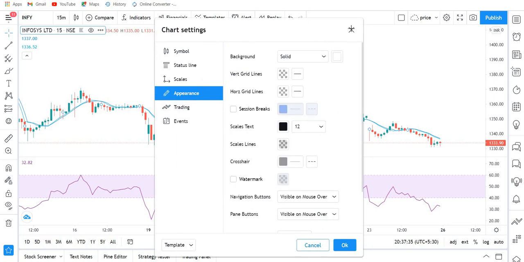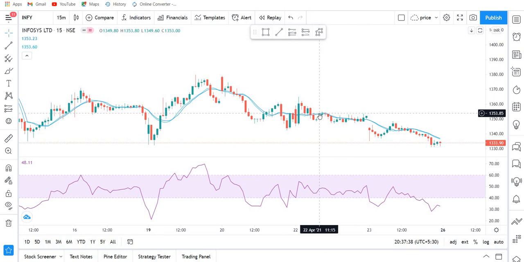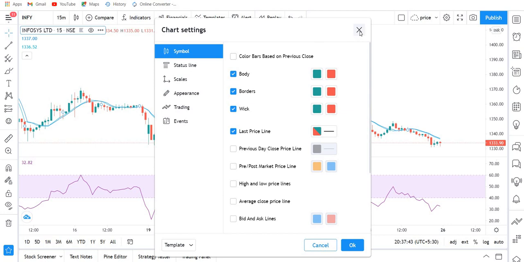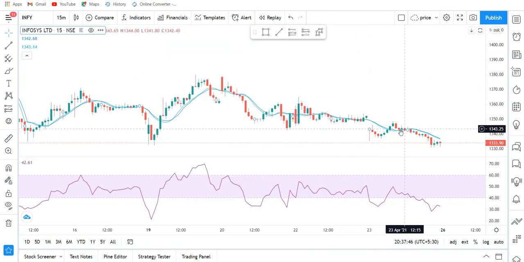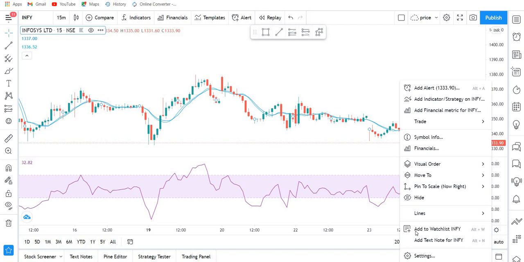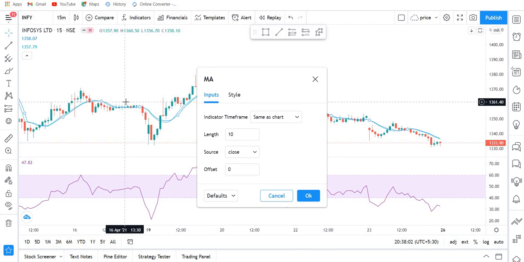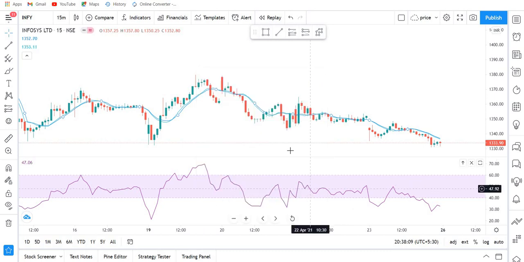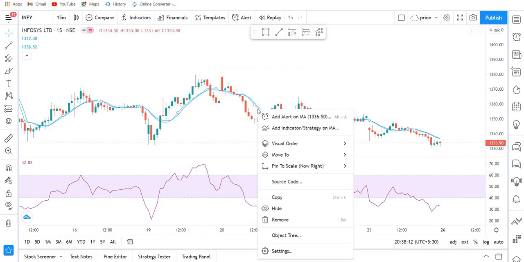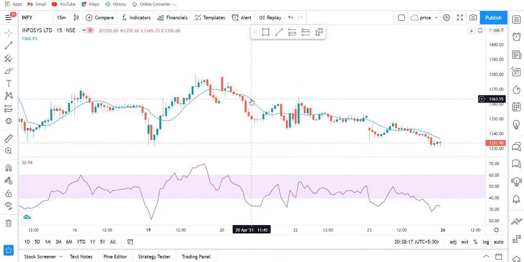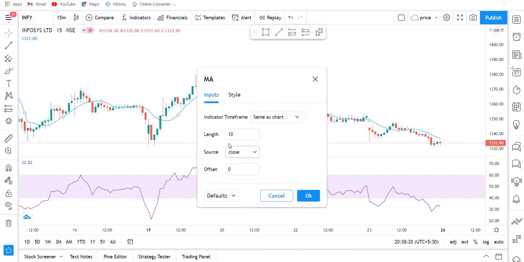Okay, so this is the chart setting. By mistake we have opened the chart settings. We have to go to the moving average settings. You can see length 10. You just have to change this length, that's it, nothing else you have to do. And we will remove the other one. Okay, so the other one has been removed. The only one we have now is our 10 SMA.